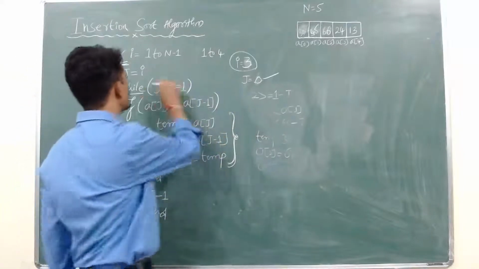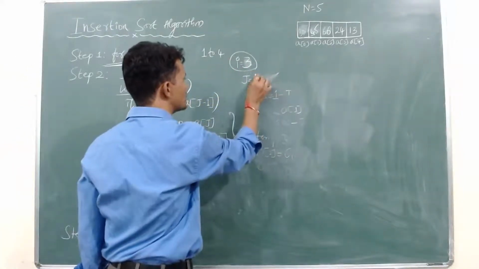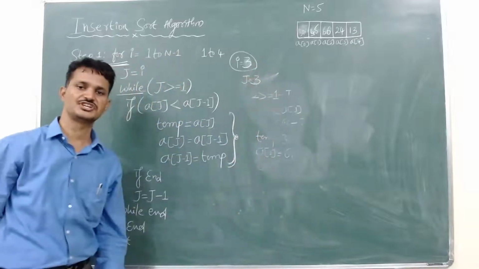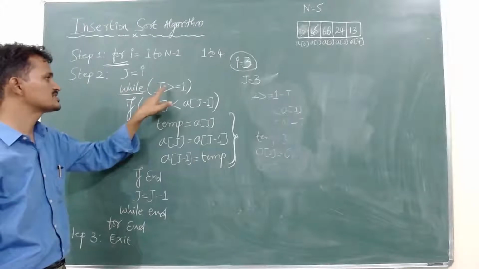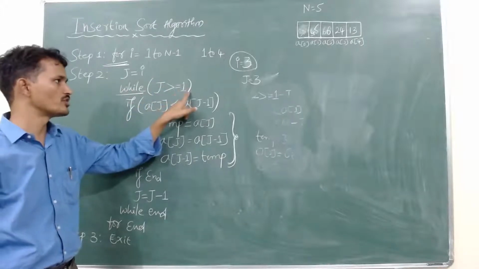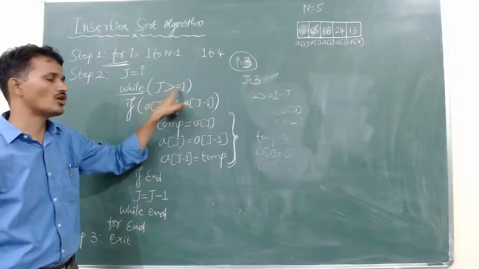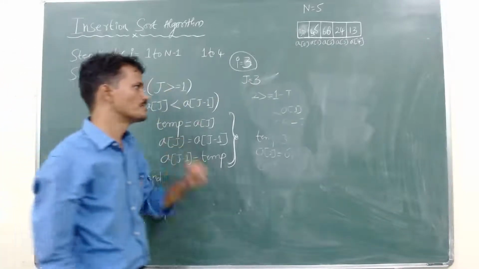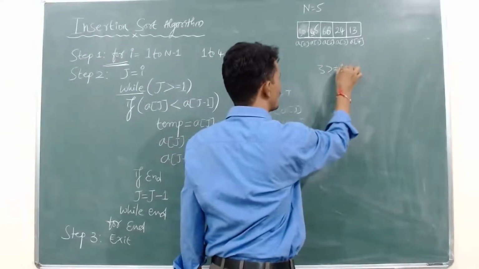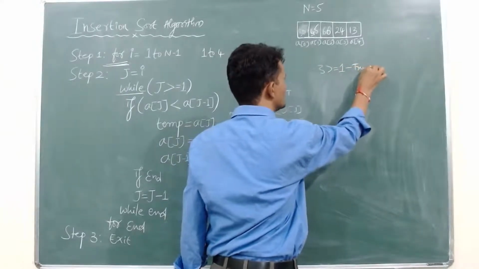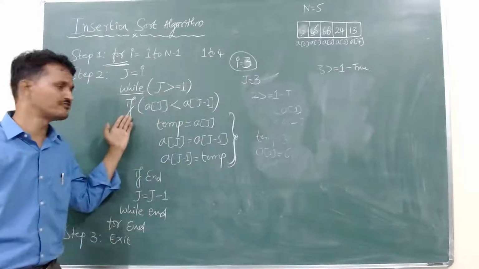j is equal to i. What is the value of i? 3. The 3 is assigned to which variable? j. Next, the condition: while j is greater than or equal to 1. What is the value of j? 3. 3 is greater than or equal to 1. Yes, it is true. The condition is true. When this condition is true, we will enter the if condition.